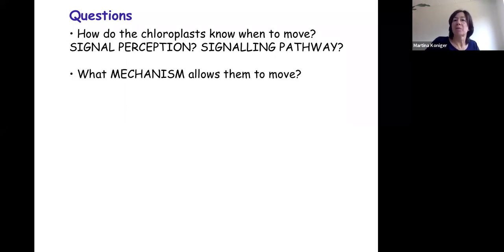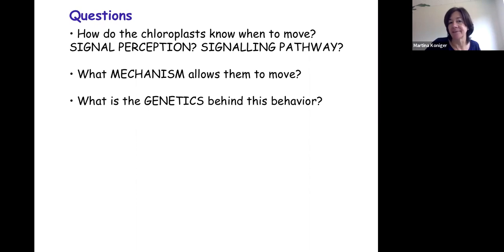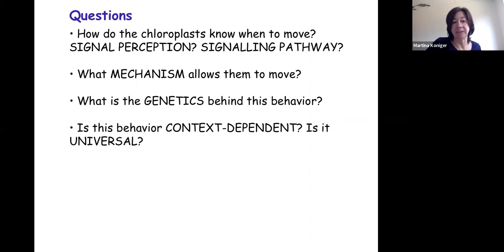And then the other question is, how do they move, right? I mean, a chloroplast is on the inside of a cell. Is it pulled or pushed, or does it crawl, or what exactly is it that it does? And to answer a lot of these questions, one would probably look at the genetics behind it. So I will tell you a little bit about that.